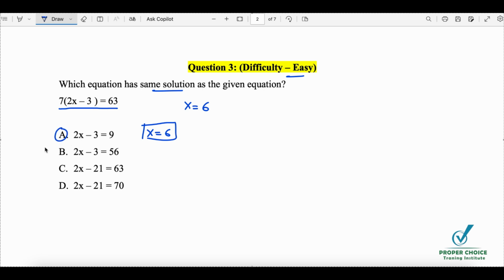College Board never keeps multiple answers which have the same values. As long as you got one answer, don't go for checking the others, because definitely the others won't be true. Only one answer is correct out of 4. As long as we got it, that's it. You can move to the next question.